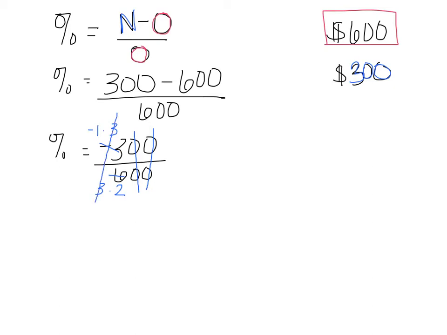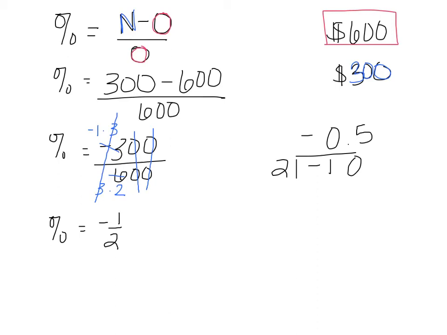So what I'm left with is this percent is really negative 1/2. Well, is negative 1/2 a percent? No, it's a fraction. So how do we turn a fraction into a percent? Well, we divide it. So we have a negative 1 divided by a 2. 2 goes into 1 0 times, but 2 goes into 10 5 times.